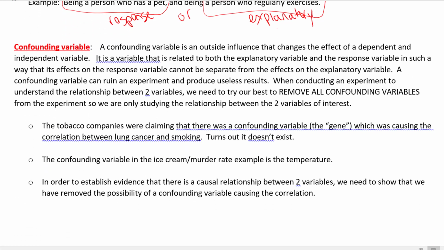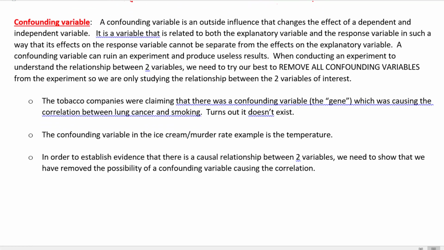Confounding variable is an important thing to understand as we discuss the idea of causation versus correlation. A confounding variable is an outside influence that changes the effect of a dependent and independent variable. It's a variable that's related to both the explanatory and the response variable in such a way that its effects on the response variable can't be separated from the effects on the explanatory variable. A confounding variable can ruin an experiment and produce useless results.